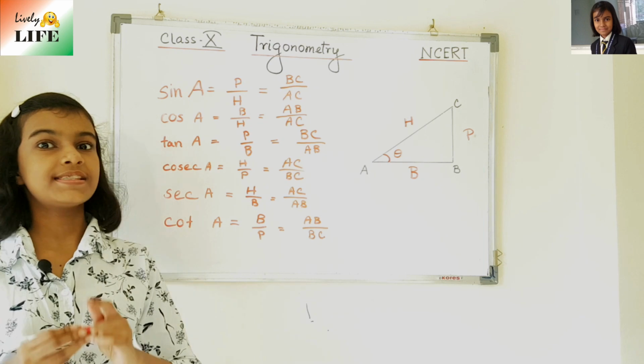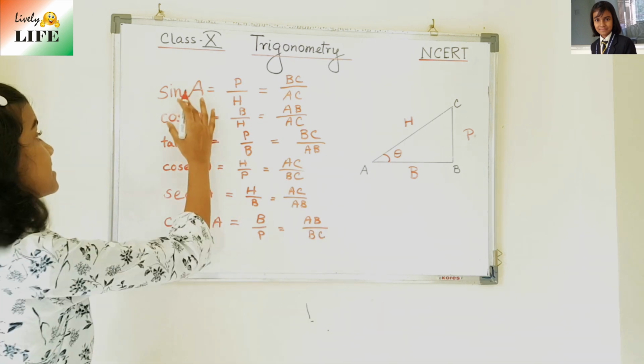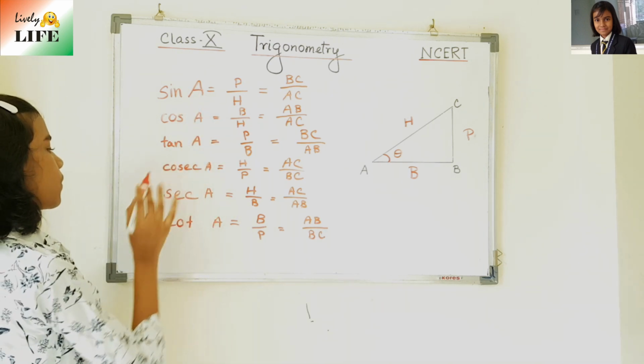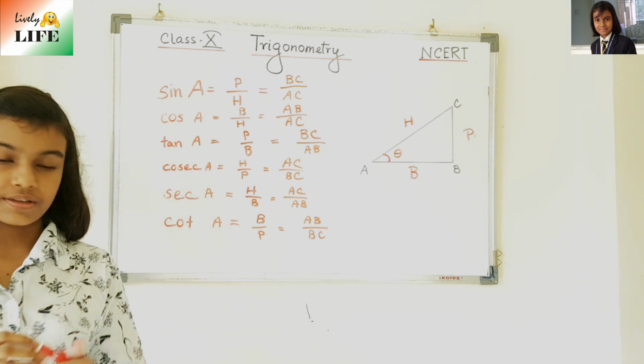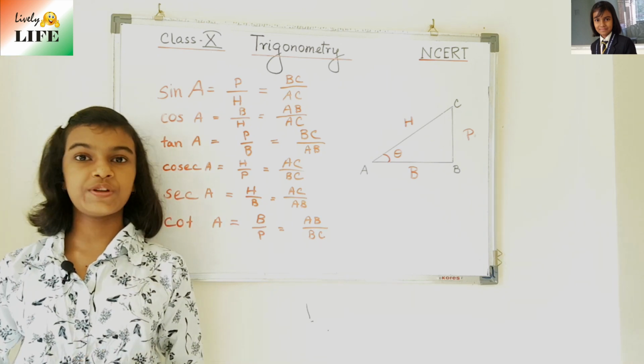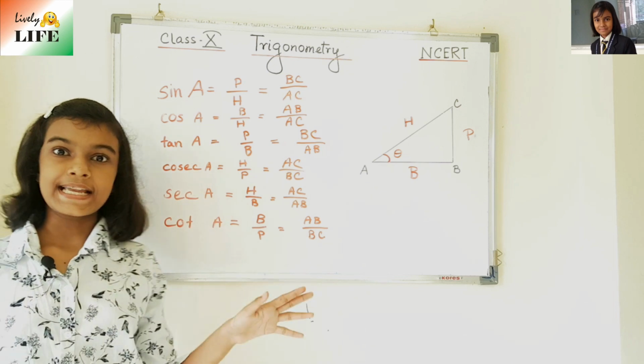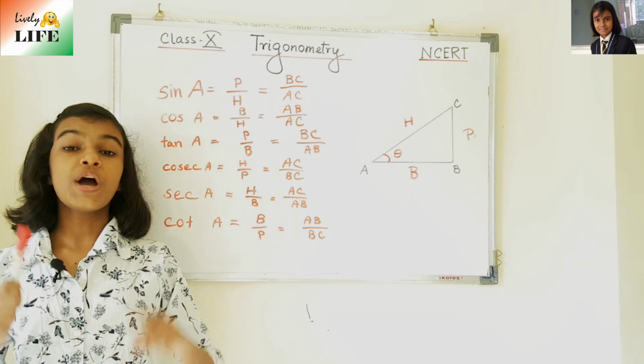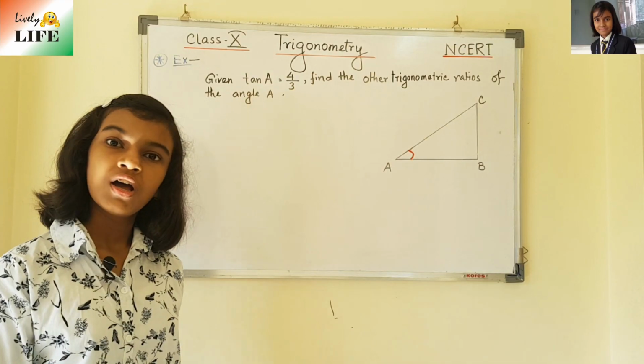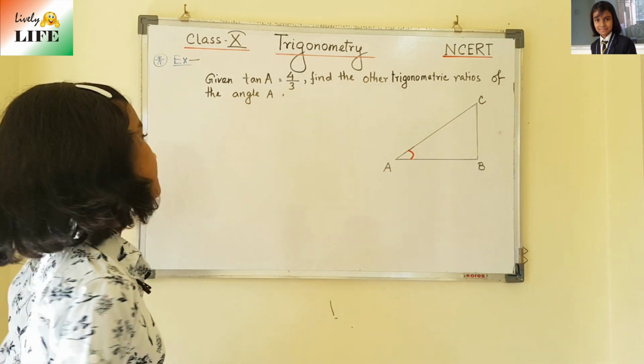So these are the 6 trigonometric ratios: sin A, cos A, tan A, cosec A, sec A and cot A. To understand this better, let's move to an example.